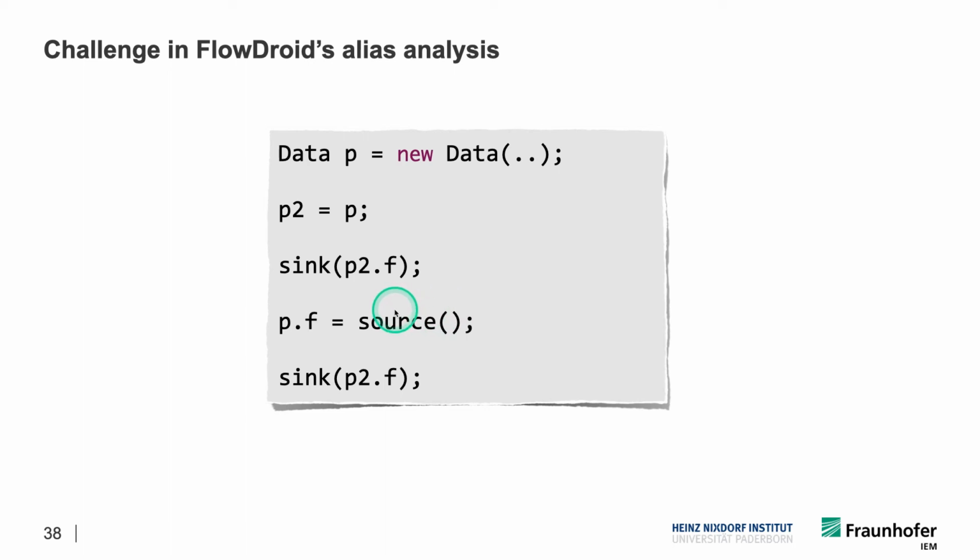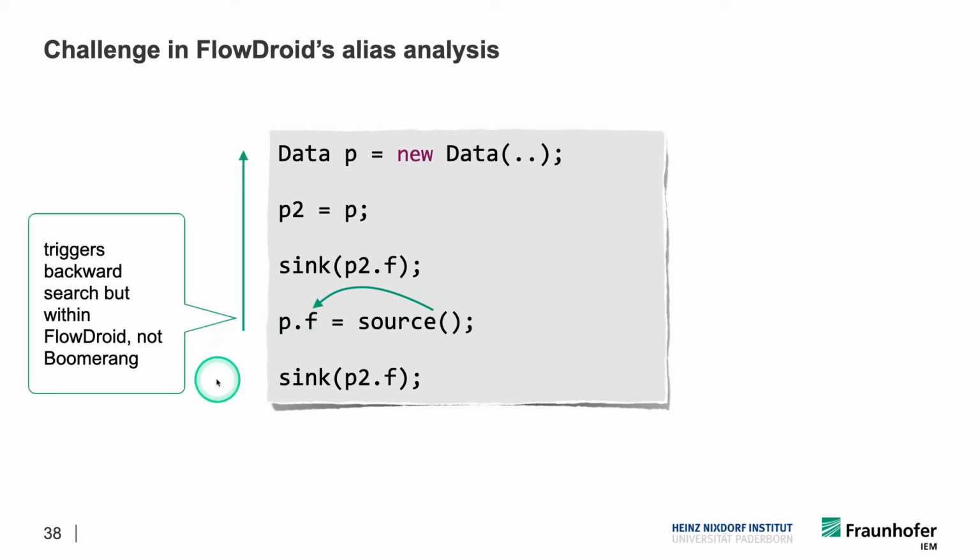So here the source is being assigned to p.f, right? So p.f is actually being tainted. And now this would trigger a backward search, but within FlowDroid, we're not using boomerang, so this means we are really looking for aliases of p.f.